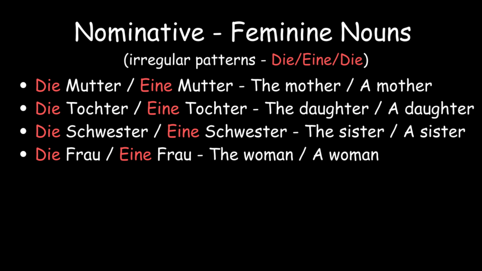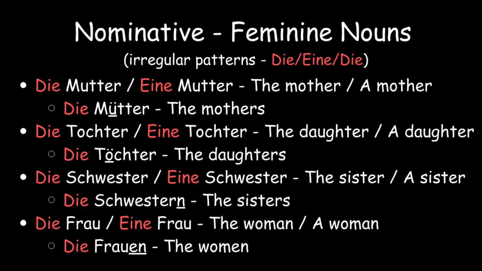Here we have feminine nouns with irregular patterns. Die Mutter, eine Mutter. Die Tochter, eine Tochter. Die Schwester, eine Schwester. Die Frau, eine Frau. To pluralize them, there will be an umlaut, and sometimes -n will be added. Die Mütter, die Töchter, die Schwestern, die Frauen. They're the only subjects. Let's finish with neuter nouns.